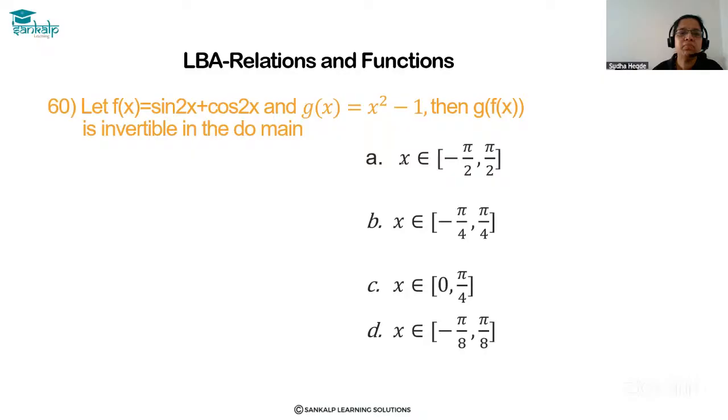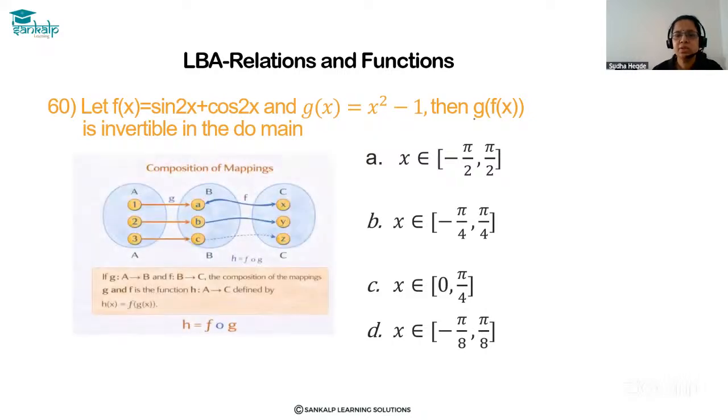Hi everyone. Let's take the question, somewhat different type of question. Let f of x is equal to sine 2x plus cos 2x and g of x is equal to x square minus 1. Then g composition f of x is invertible in the domain. You need to check the domain where it is invertible, means where it is bijective.